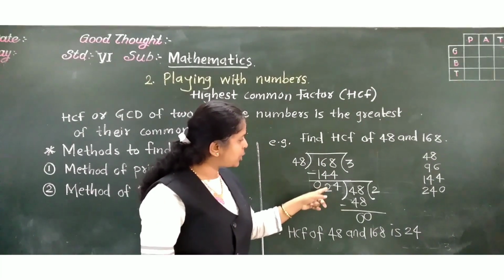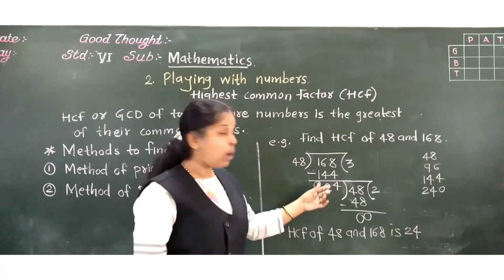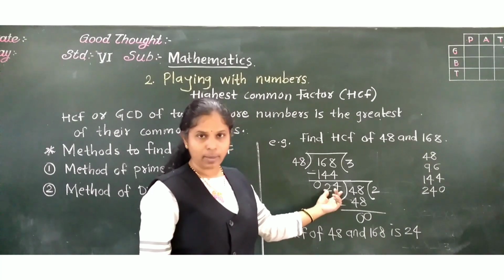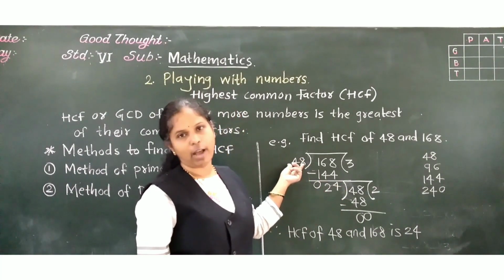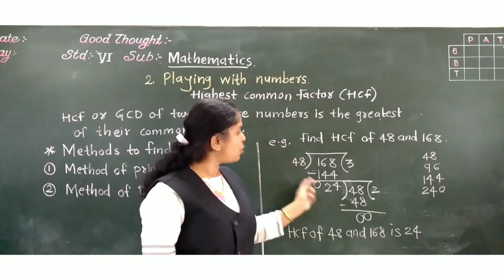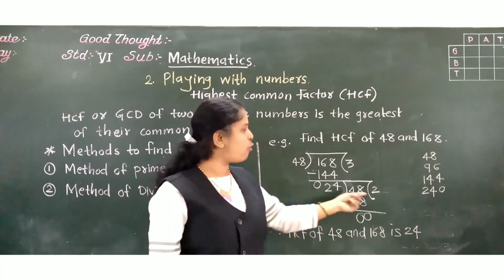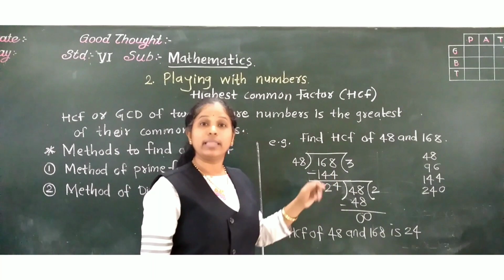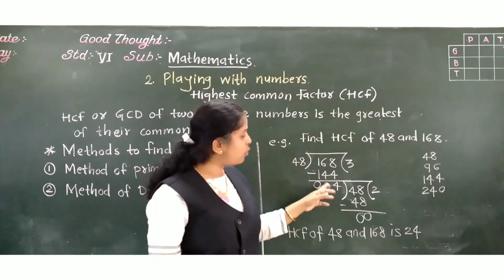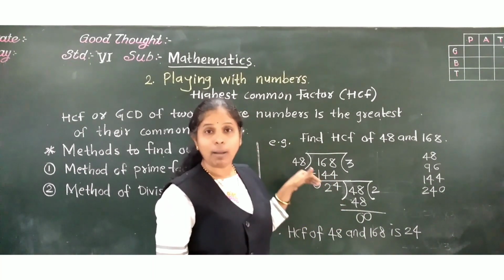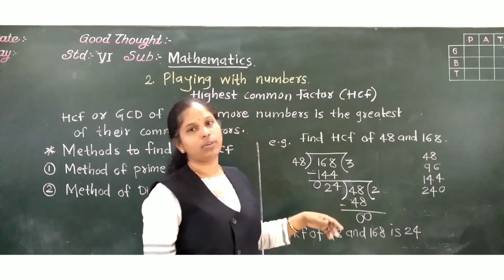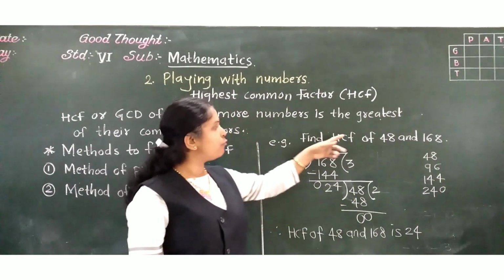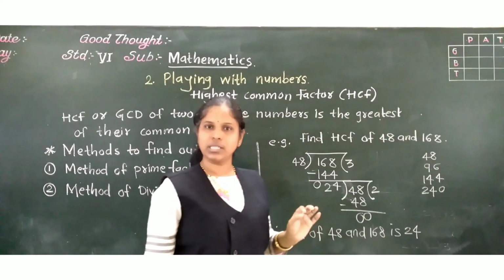Then subtraction. I got 24 here. Whatever remainder you get, with that remainder you have to divide the divisor. Here this divisor, so 48 divided by 24. 24 goes into 48, which means 24 can completely divide it. So 24 is the HCF of 48 and 168.